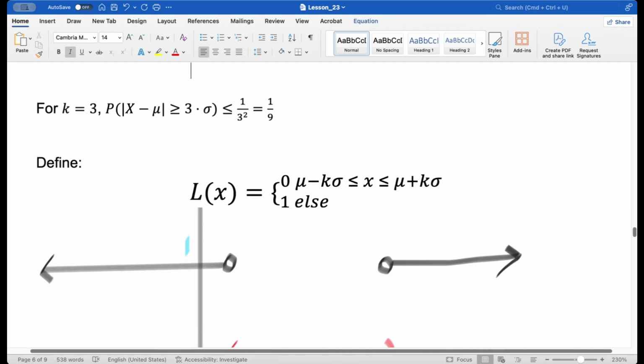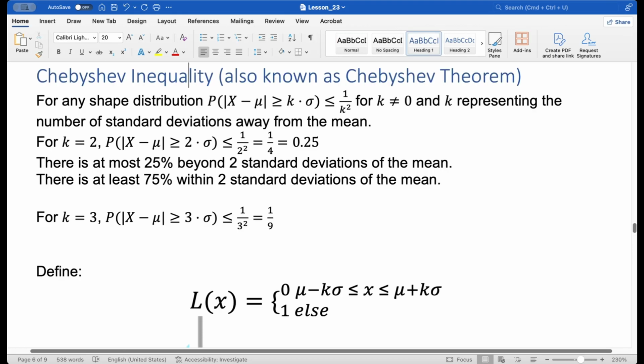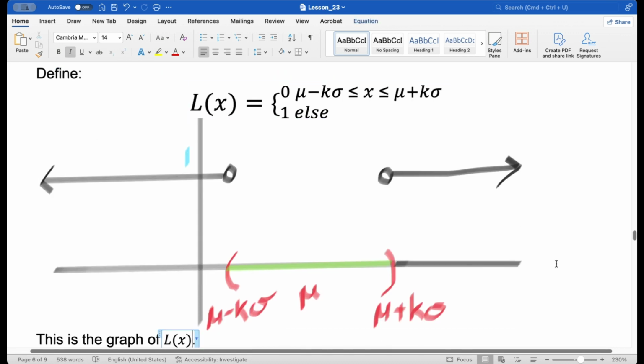First up is a definition here. We're defining this function L of x to be 0 if x is between the mean minus k sigma and the mean plus k sigma. So basically, L of x is 0 if x is within k standard deviations of the mean. Otherwise, L of x is 1. And so this graph is basically horizontal pieces. If x is between mu minus k sigma and mu plus k sigma, then we get 0, and it's on the x-axis. Otherwise, if x is larger than mu plus k sigma or smaller than mu minus k sigma, then the value is 1. And so we have horizontal rays at a height of 1 unit.